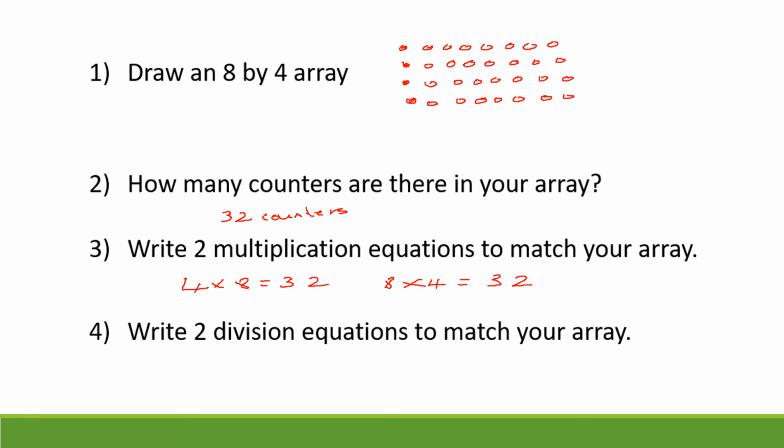We can see 32 divided into groups of 8 equals 4 groups. So 32 divided by 8 equals 4. And 32 divided by 4 equal groups are 8 counters in each. So 32 divided by 4 equals 8. So there are the 4 related multiplication and division facts for an array of 8 by 4. Did you get all of those sentences?